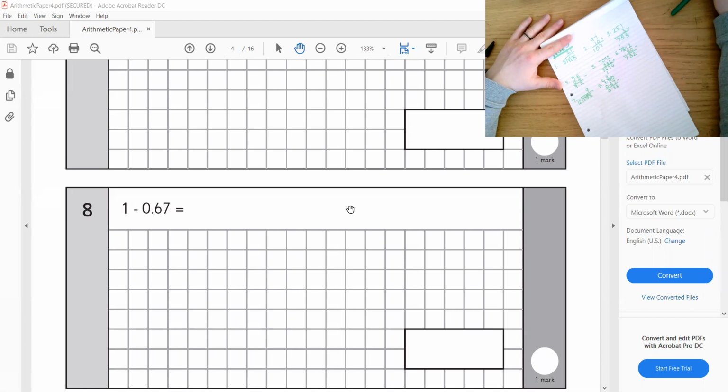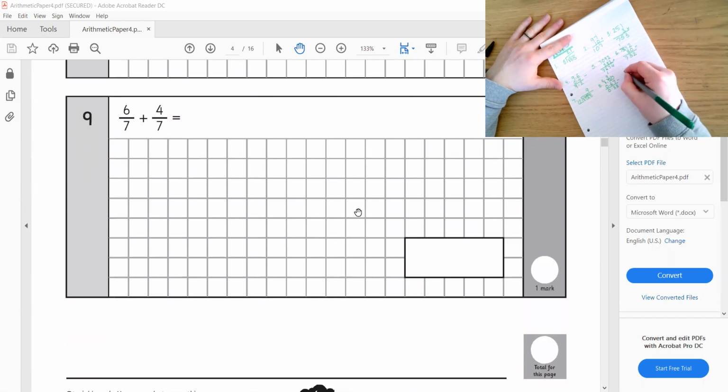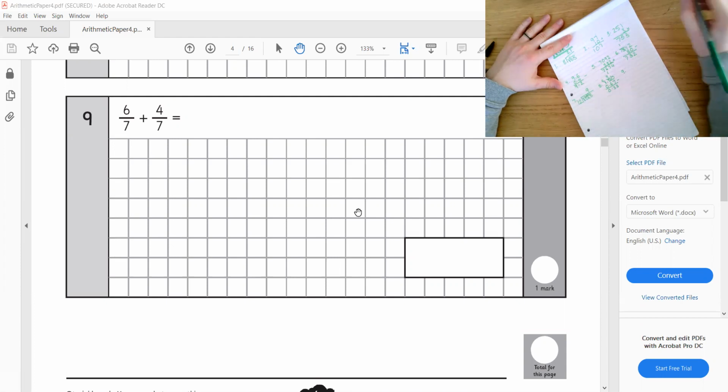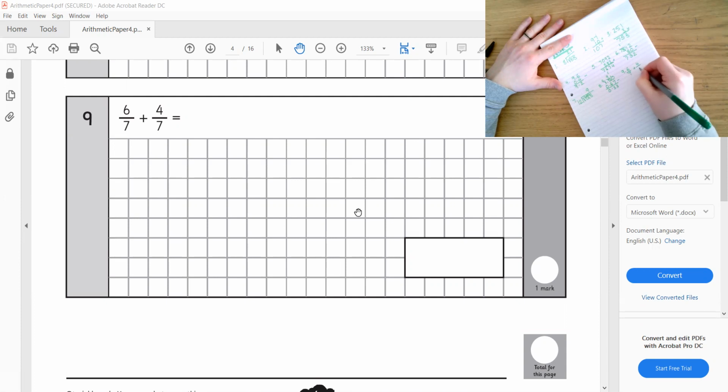Question 9. Oh, easy. It's just a case of, I know I'm working in sevenths, so I've got 6 sevenths, add 4 sevenths. I've got the same denominator, so that's fine. I'm literally just adding 6 pieces of that cake, because they're both the same size, and 4 pieces of that cake together. 6 add 4 equals 10. So then I've got 10 sevenths.